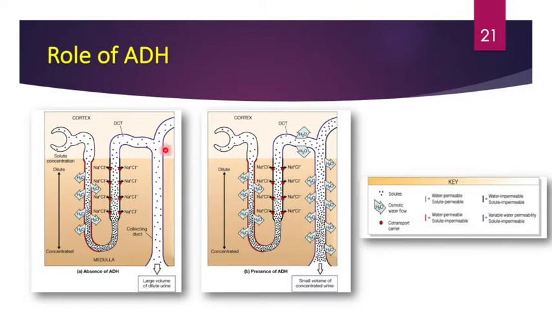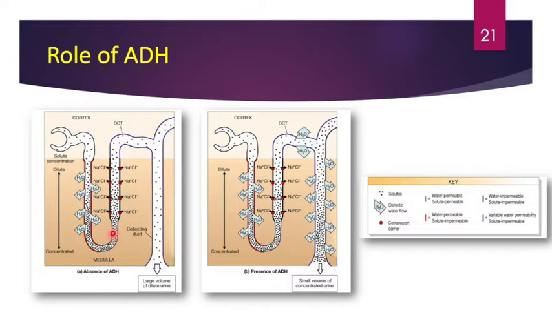This figure illustrates the importance of ADH in urine production. In the first situation, which is a hypothetical situation where our body does not produce ADH, or in the case of diabetes insipidus, the tubules that are permeable to water without ADH are the proximal tubule as well as the thin descending limb. So here water will be reabsorbed.